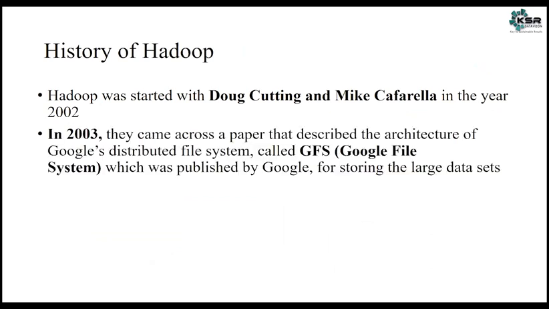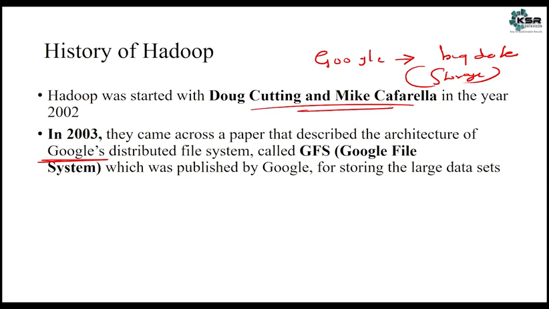In 2003, they came across a paper, Google's published paper, that described the architecture of Google's distributed file system called GFS. Google had already found a solution to handle big data, focusing only on storage. They had already come across a solution before these guys. Before these guys, Google had already come up with a solution to handle big data.